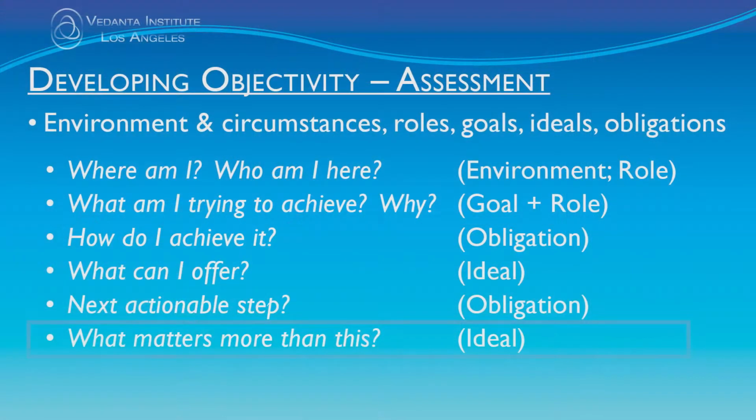When we're actually acting towards the plan that we've put in place, we're just in the middle of our action. We haven't got time to worry. So what is the next actionable step towards the goal that I am convinced is worthwhile achieving, that is directed towards the well-being of my environment? This is developing objectivity. And finally, what's more important than this even?